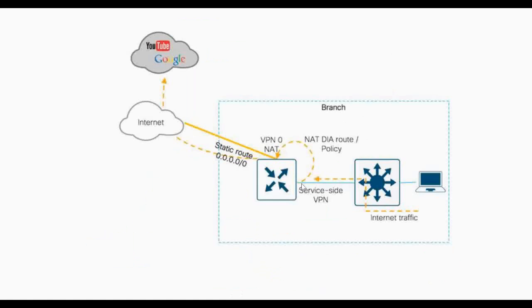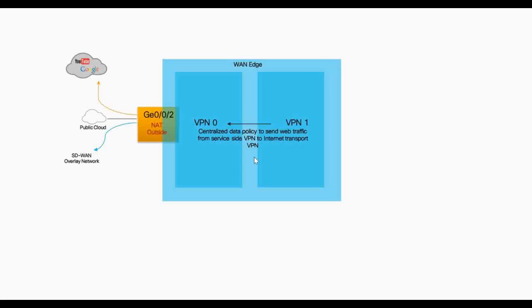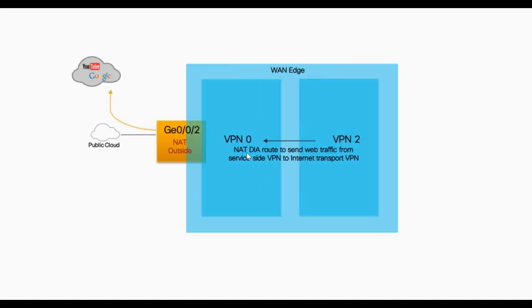The procedure is like how we did for vEdge. On the service VPN side, we apply a centralized data policy or a NAT DIA route that will route the traffic coming for the internet to a VPN 0 NAT-enabled interface. From there, the traffic gets directed to the internet. First, we will see DIA using a centralized data policy, and then we will see the NAT DIA route method.